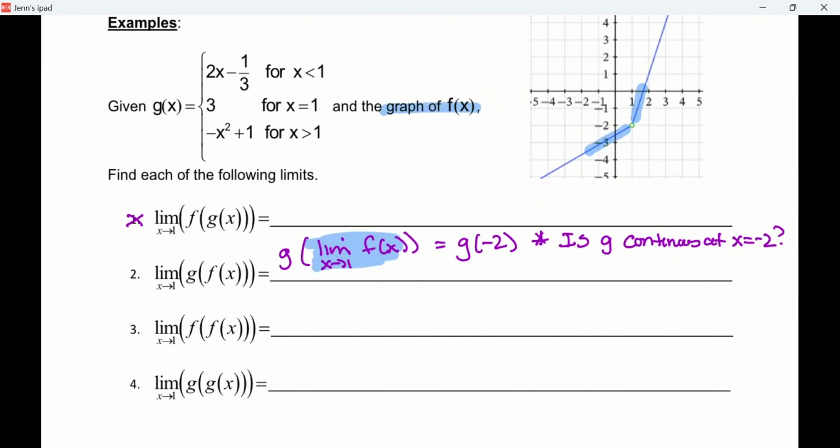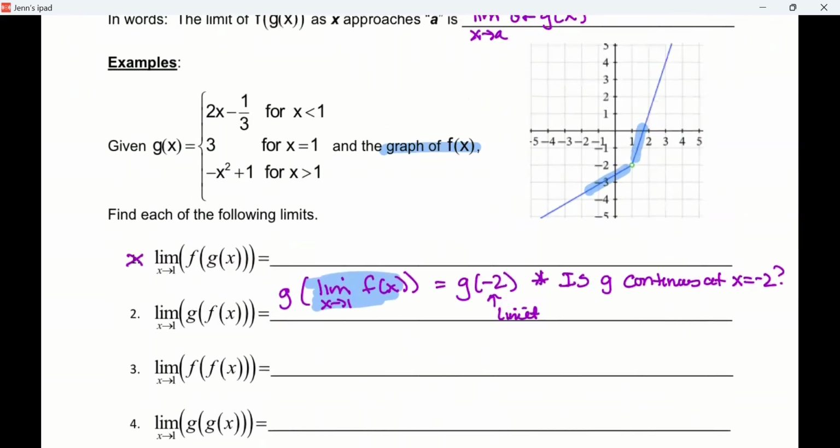So again, remember this -2 is the limit. Now I have to look at g, which is my piecewise function. And again, remember, -2 is my x value. So which domain does -2 fit in? Is -2 greater than 1? Is -2 equal to 1? Well, I know that -2 is less than 1. So the question is, at x equals -2, is this function continuous?